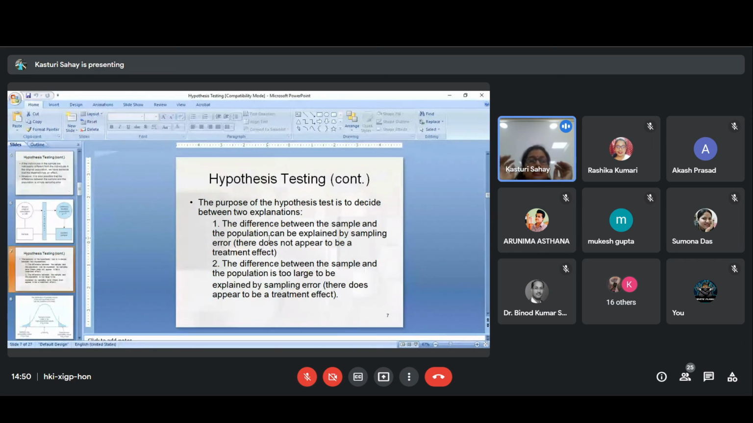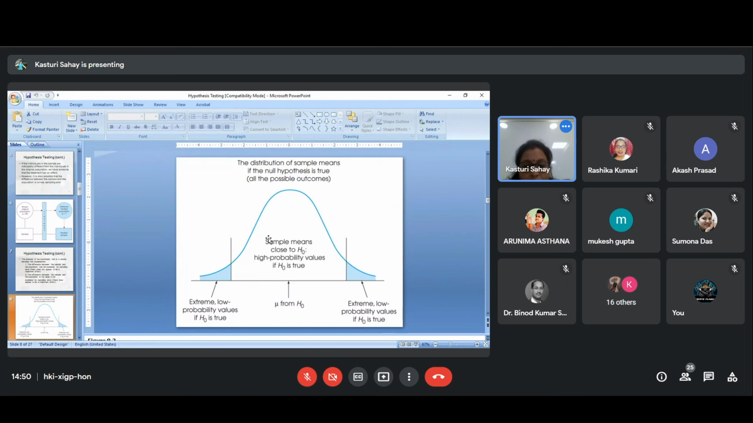due to sampling error. It is much more than the significance level. It is not a very small difference or explanation, and hence it is because of the treatment and not because of the sampling error.